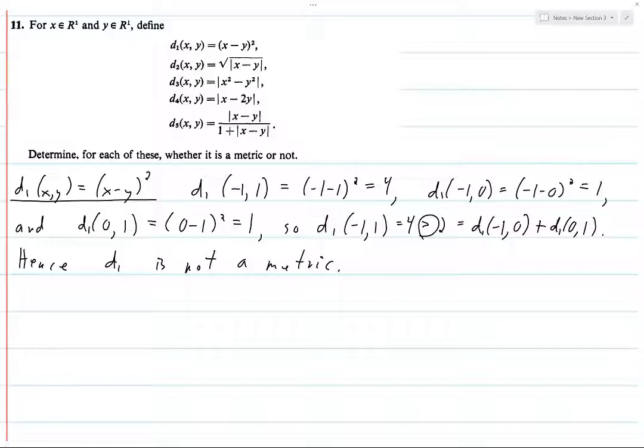And of course, I had to resort to finding a counterexample for the triangle inequality because this function d1 is both positive and symmetric. Or not positive, but it's non-zero when x and y are non-equal, and it's 0 when x and y are equal. So, anyways, that's d1. So now we move on to d2, where we have the square root of the absolute value of x minus y.